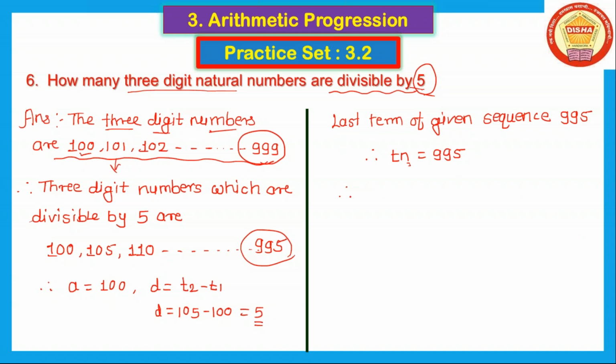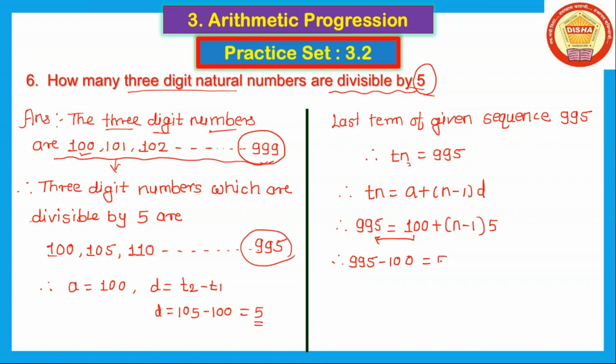So here we use the formula of Tn, that is Tn is equal to a plus n minus 1 into d. We put the values. Tn is known here, that is 995, is equal to, first term is given here, a, plus n is unknown, so we put n as it is, n minus 1 into d, which is 5. Then we take this 100 on the left side, means 995 minus 100 is equal to 5n.